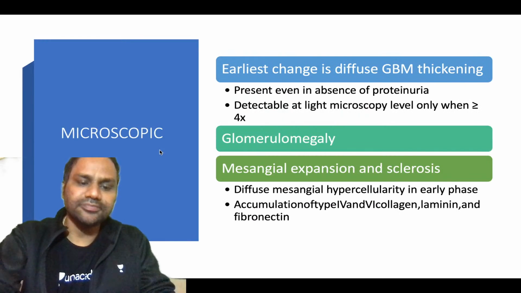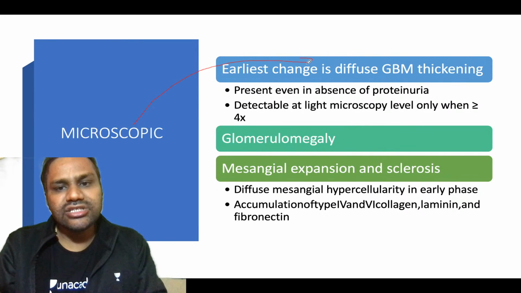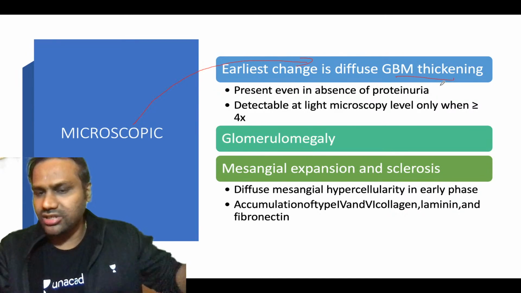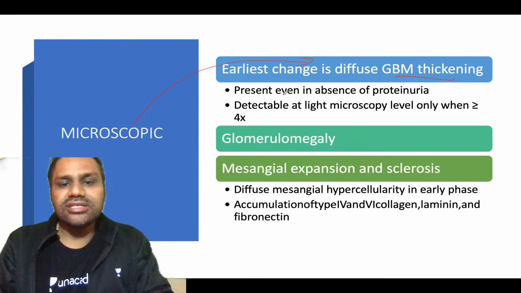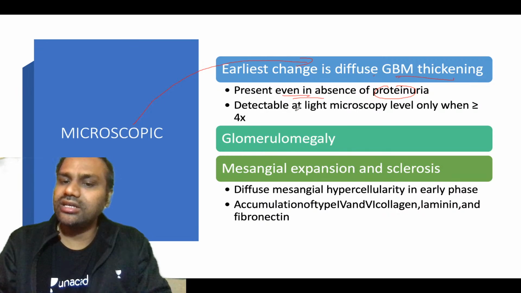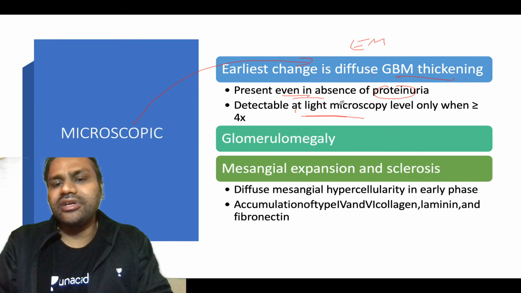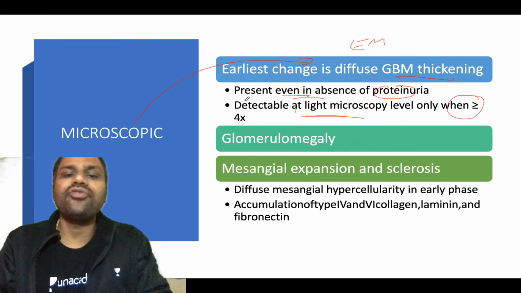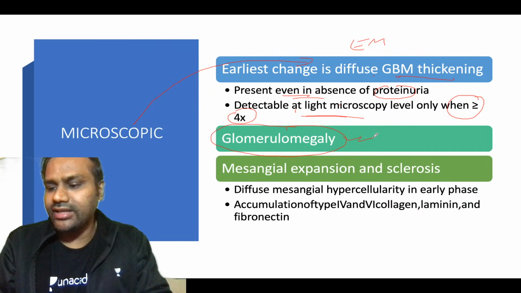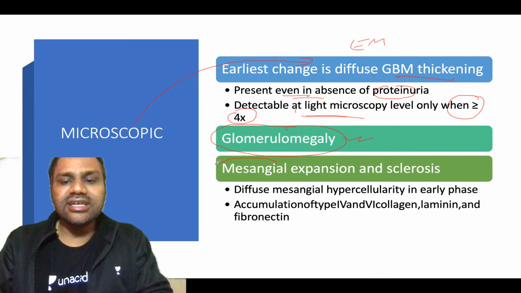Now microscopically, as I already said, the earliest change is diffuse GBM thickening. But remember, this GBM thickening doesn't correlate with the clinical manifestation of diabetic nephropathy, so it can be present even in the absence of proteinuria. GBM thickening is not detected by light microscopy, you need EM. It can be detected by light microscopy only when it is greater than 4 times. Then there can be glomerulonephritis, as I have already explained, because of extracellular matrix expansion, and there can be mesangial expansion and sclerosis.